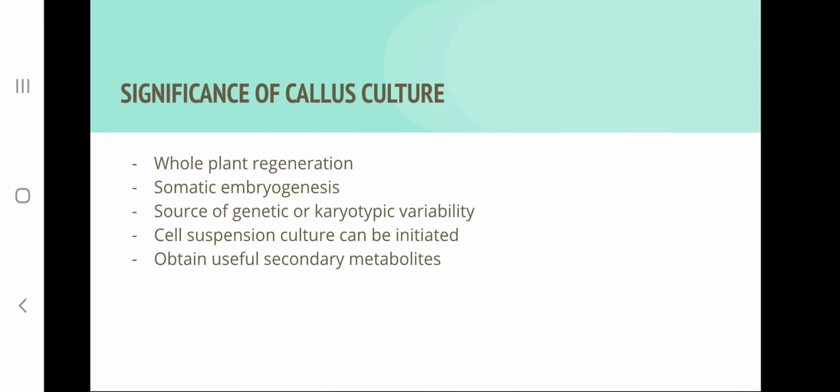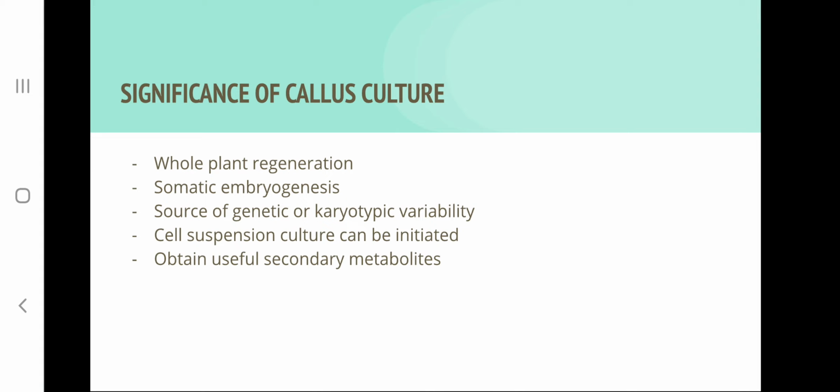These were all the properties of callus. Next, we are going to discuss the different significance of callus culture. The main significance of callus culture is that a whole plant can be regenerated from callus culture. So, from an explant we produce a callus. From that callus first we initiate shoot, then we initiate root, and we can produce a whole plantlet from callus, and these plantlets can be produced in large number.